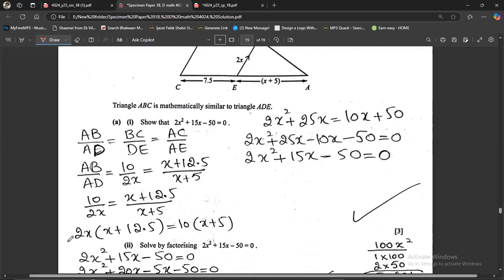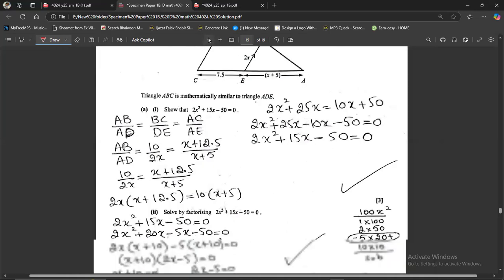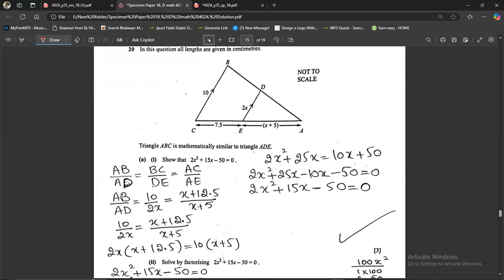So that is 2x squared plus 25x minus 10x minus 50 equals 0. So that is 2x squared plus 15x minus 50 is equal to 0. So this was the equation which you have to show. I hope you understand. Let me reduce the size so you can see the whole thing together. So I hope you understand this first part A.